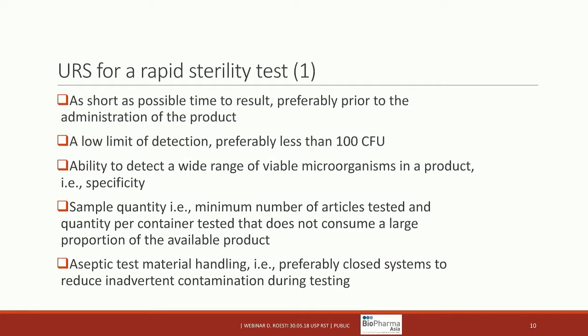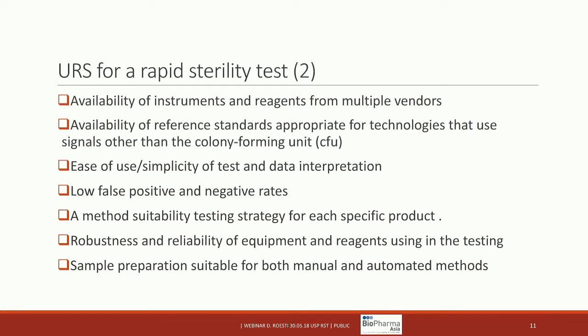The idea is also to have this rapid sterility test methodology in different labs, and there are some labs that don't necessarily have an isolator to perform the test, so it would be preferred to use a closed system in this case to avoid cross-contamination from the testing environment. Then, in order not to have a proprietary system where people are really bound to one supplier, there should be availability of instruments and reagents from multiple vendors. The availability of reference standards will be needed because people will need to do some calibration or qualification work on their equipment in a GMP lab.